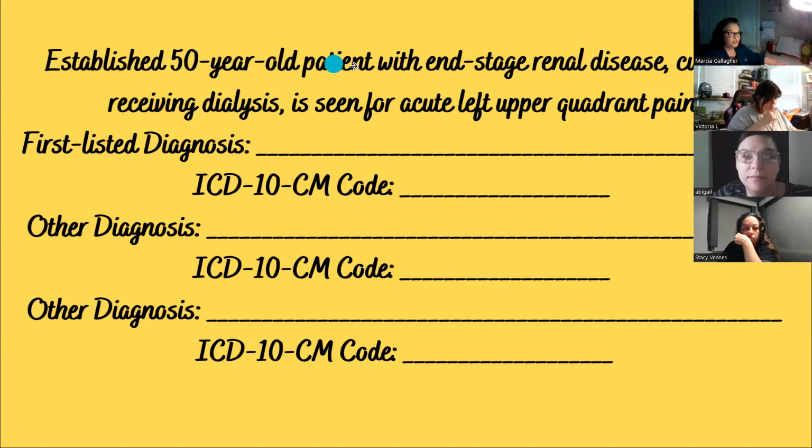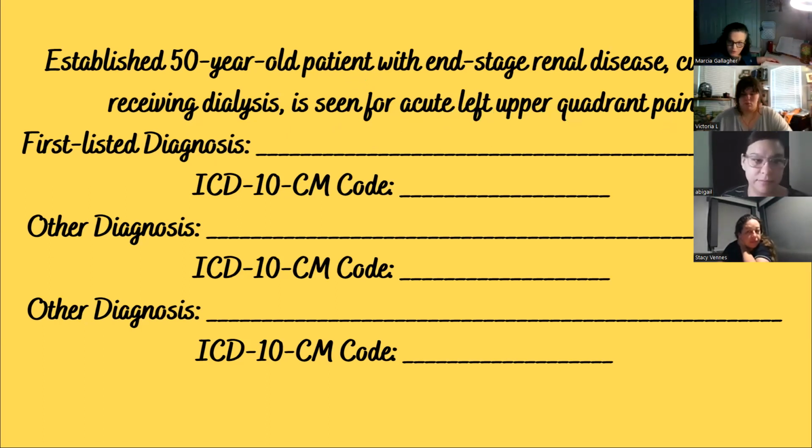Established 50-year-old patient with end-stage renal disease currently receiving dialysis is seen for acute left upper quadrant pain. So what do you think our first listed is? End-stage renal disease? Yes, that is what it's going to be. But I don't agree with that. We're going to go with that because that's what the book tells us. But what is he being seen for at this visit? Acute left upper quadrant pain.